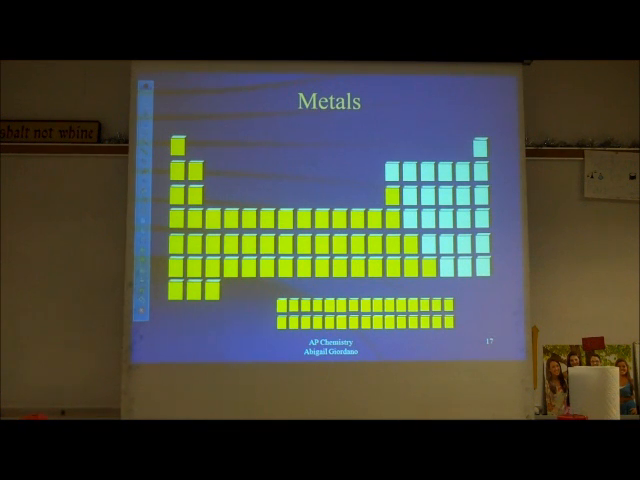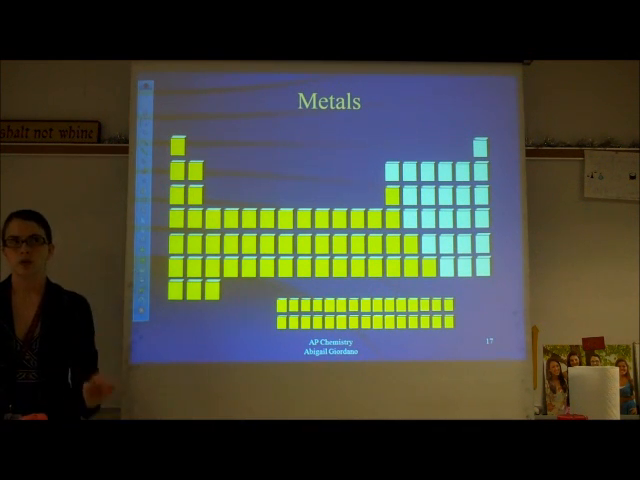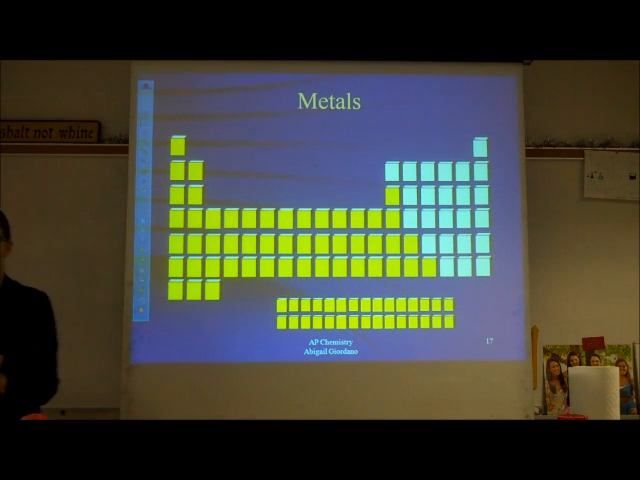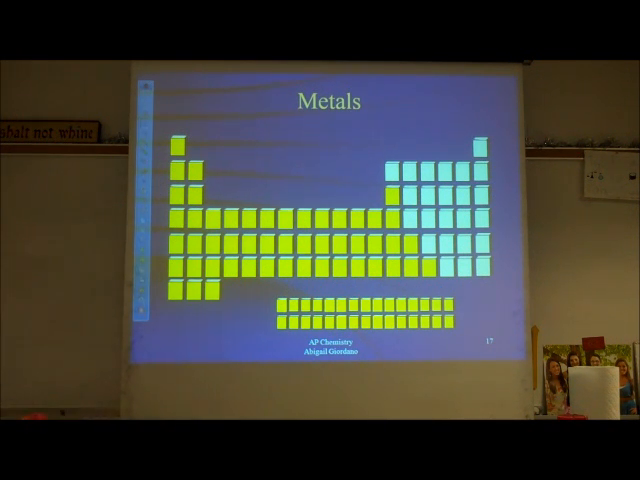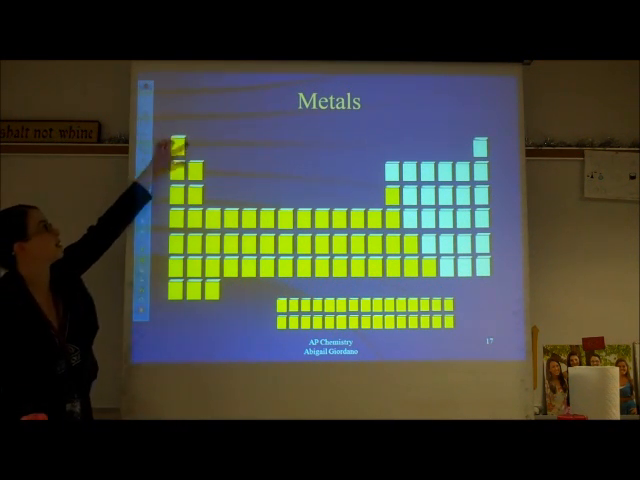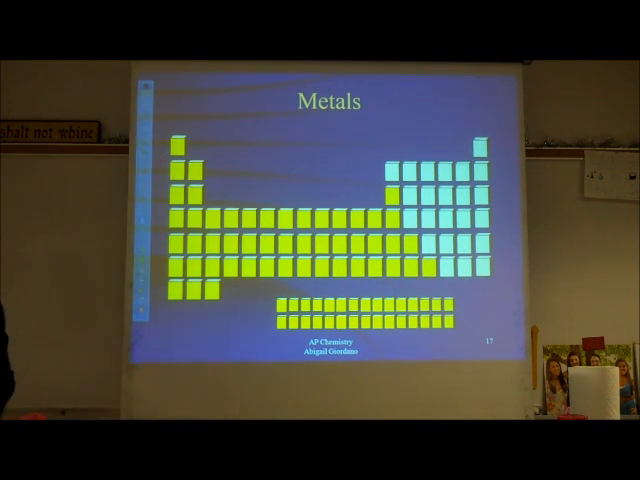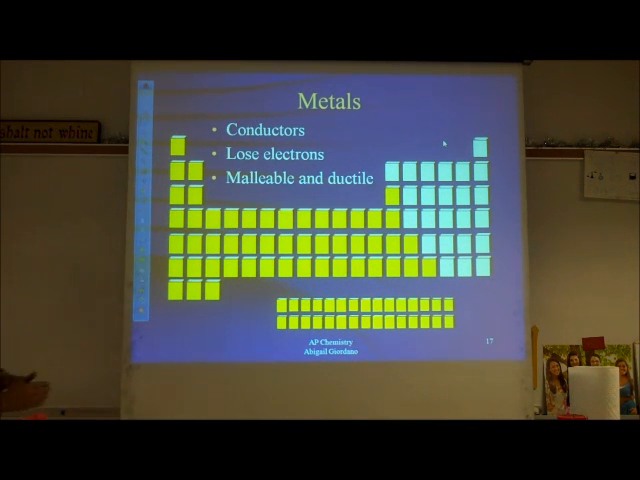Do you all agree that hydrogen is in group 1? Yes. What's the name of group 1? Alkali metals. Correct. Is hydrogen a metal? No, it is not. It is in group 1, but it is not a metal. That is my mistake. That should not be colored yellow. I apologize.